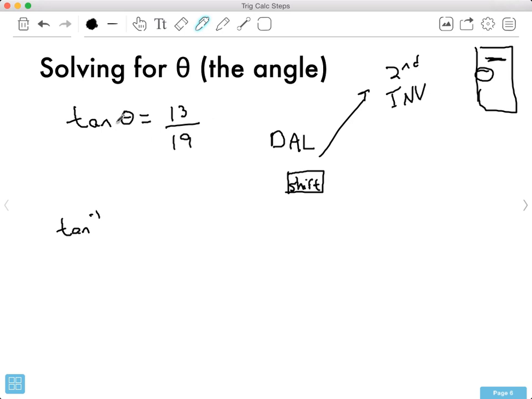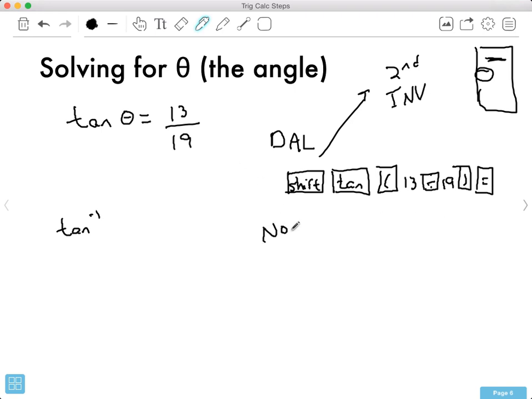So to solve for theta, you need to press on your DAL shift tan, and then you have to look to see if your calculator gave you a bracket. Most don't, so you want to type an opening bracket and then type 13 divided by 19, type in a closing bracket, and then at the very end press equals.